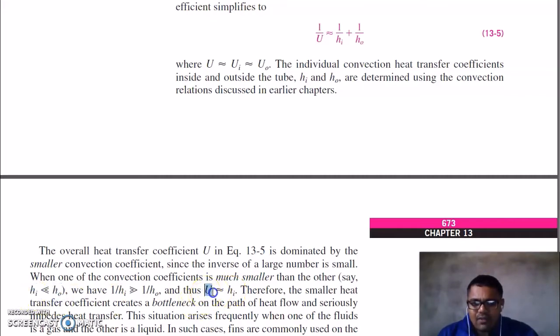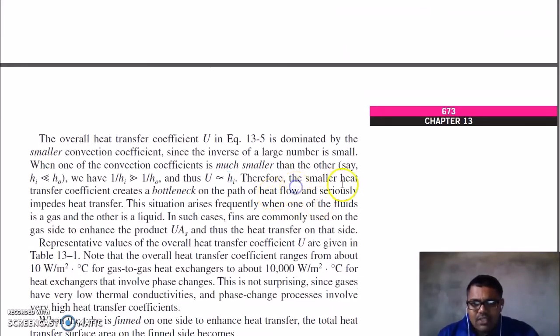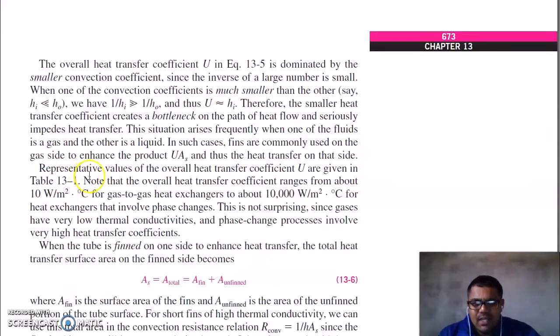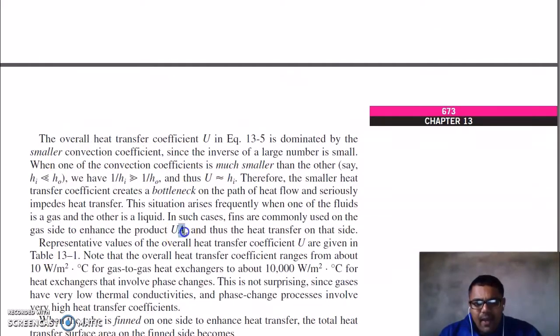So it means the overall heat transfer coefficient is also less if one of the values is very small. Therefore, the smaller heat transfer coefficient creates a bottleneck on the path of heat flow and seriously impedes heat transfer. This situation arises frequently when one of the fluids is a gas and the other is a liquid. Liquid heat transfer coefficient is large while gas heat transfer coefficient is less. So in such a case, fins are commonly used on the gas side to enhance the product UAs, where As is the area of the finned surface, and thus the heat transfer on that side will increase.